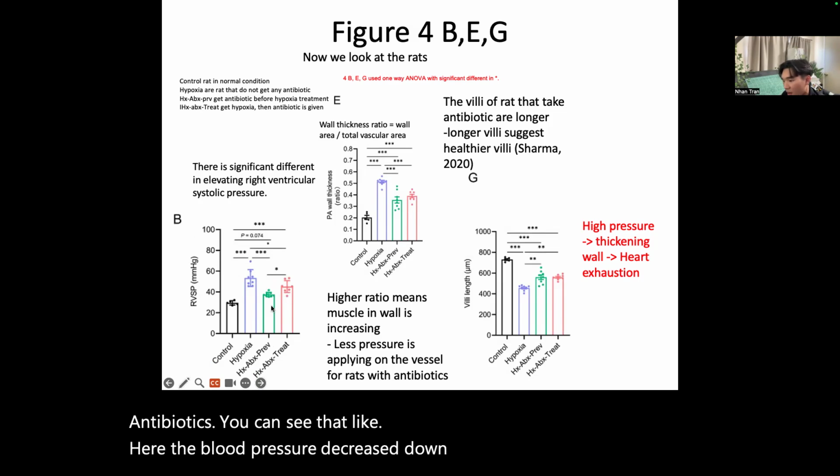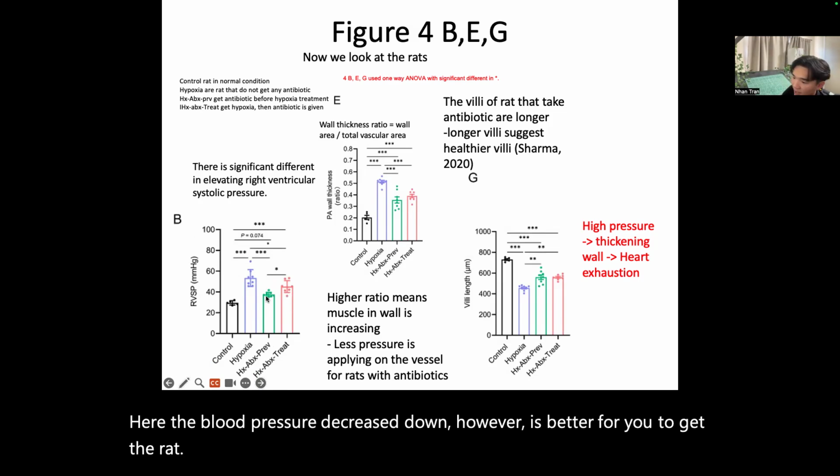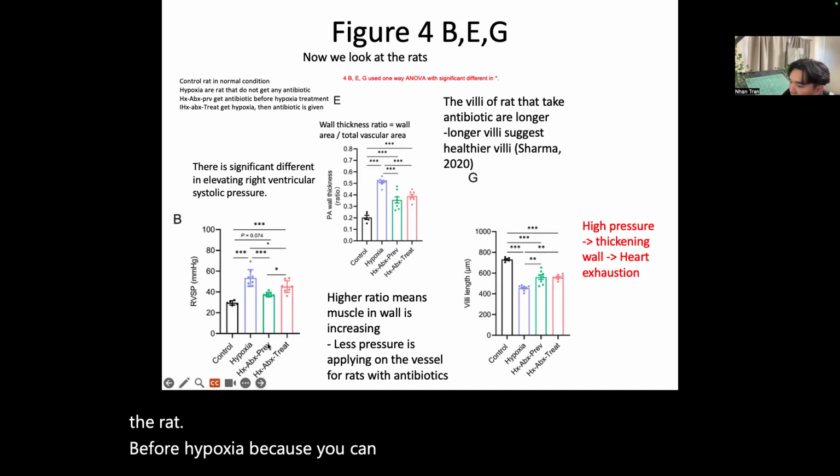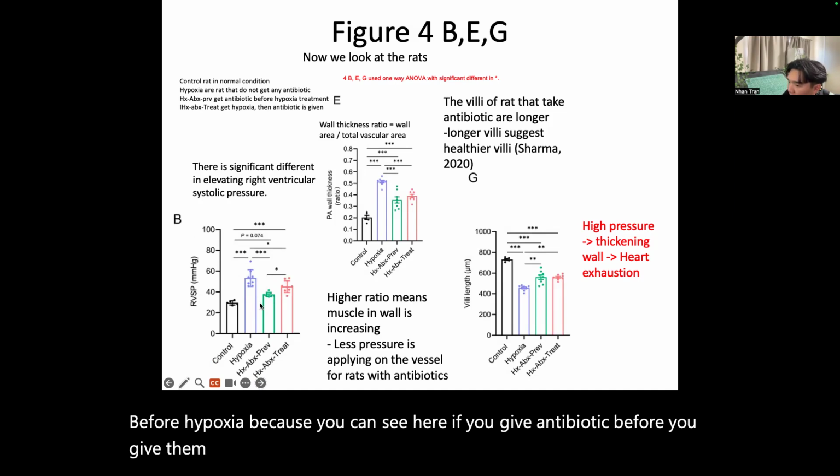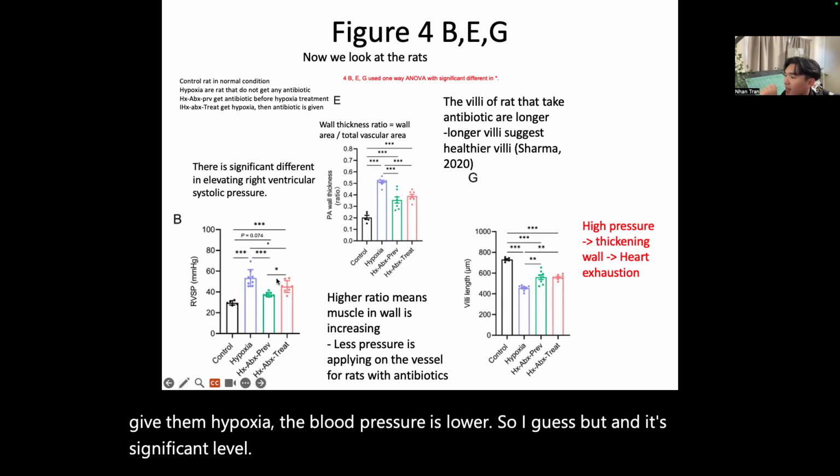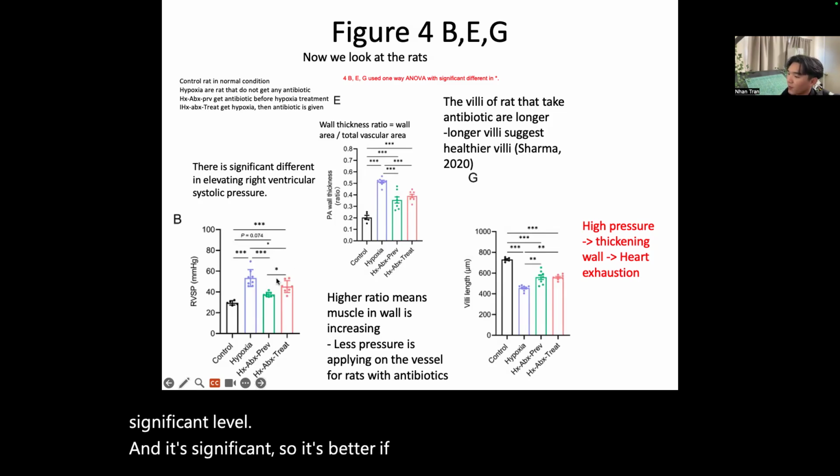However, it's better for you to give the rat antibiotics before hypoxia, because you can see here if you give antibiotic before you give them hypoxia, the blood pressure is lower. So I guess, and it's significant level. And it's significant. So it's better if you give the rats before.